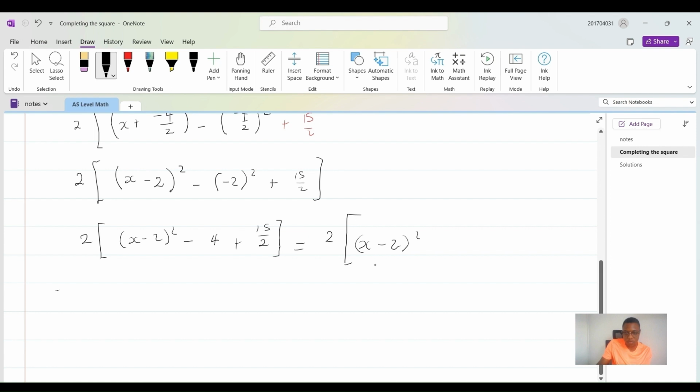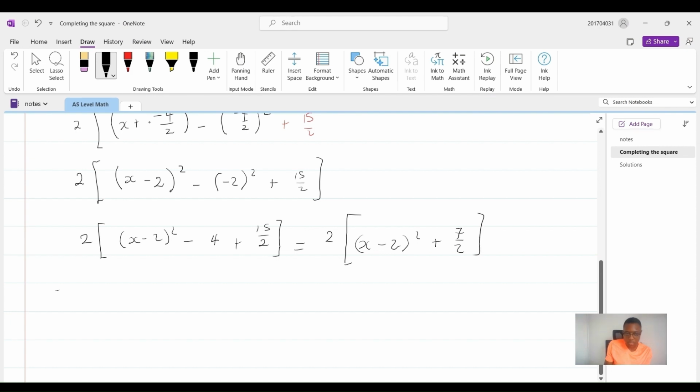So we need to simplify this part. Negative 4 plus 15 over 2. So I'll quickly punch that on my calculator here. So what do we have? We have negative 4, alright, plus 15 over 2. What does that give us? It gives us 7 over 2. So positive 7 over 2. So that's what I'm going to write here.